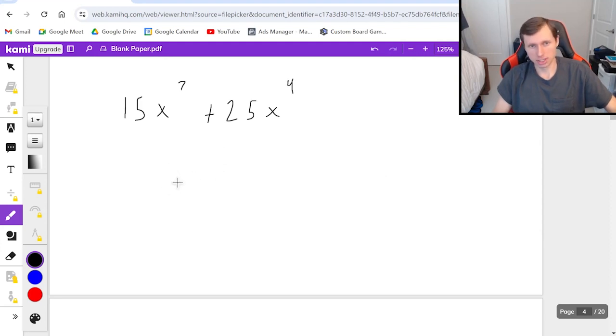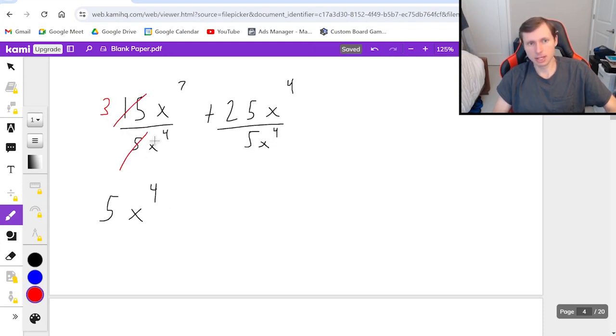And here's the solution. The biggest thing I can pull out in front is a 5x to the 4th. Because 15 and 25 are both divisible by 5, and x to the 7th and x to the 4th, the biggest thing they have in common is x to the 4th. So then I have to divide both of these by 5x to the 4th. For the first one, 15 over 5 is going to be 3, and x to the 7th divided by x to the 4th is going to be x cubed.